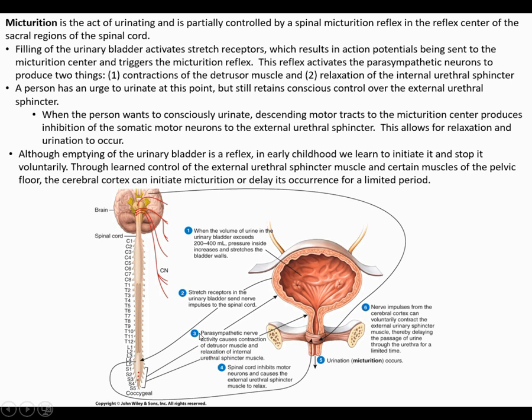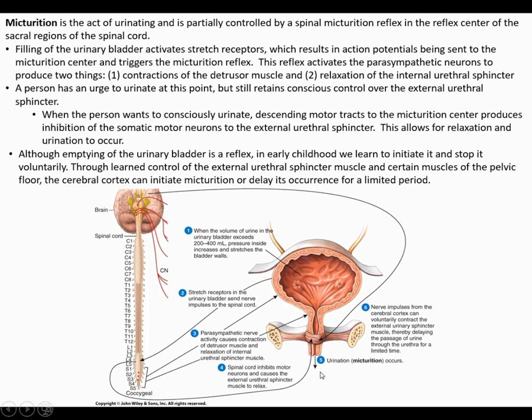At this point, a person will have the urge to urinate, but we still have, hopefully anyway, conscious control of our external urethral sphincter, which once again was skeletal muscle. For urination to actually occur, we must send down signals from our voluntarily controlled cerebral cortex to inhibit that muscle because it's contracted. We want it to relax. It relaxes, urine can then flow out.